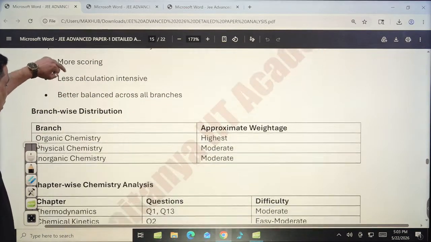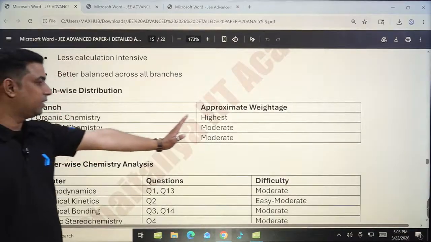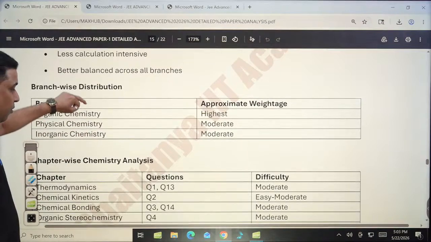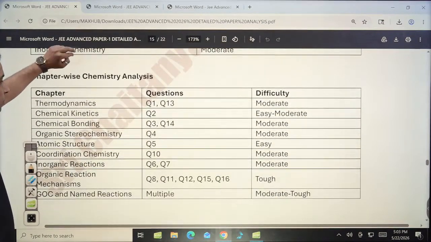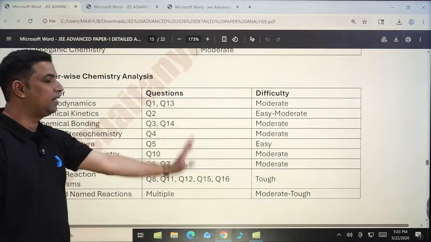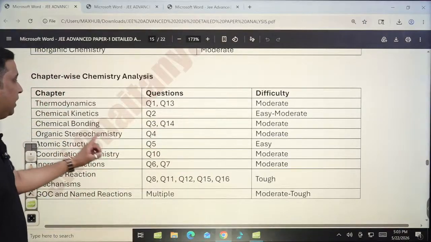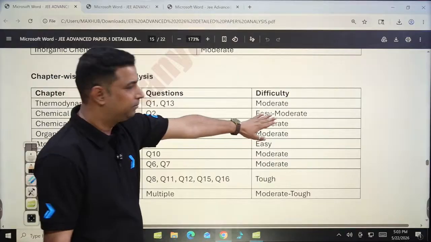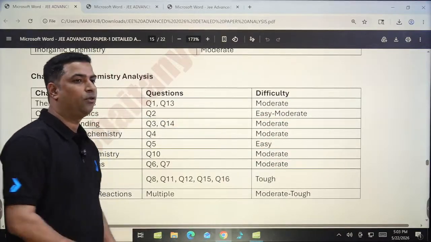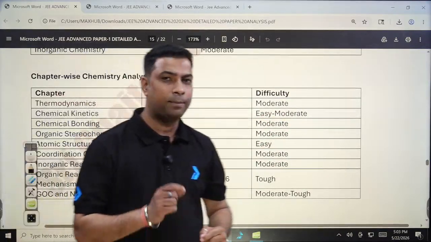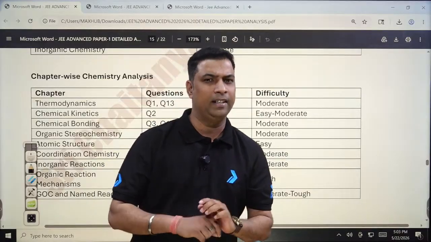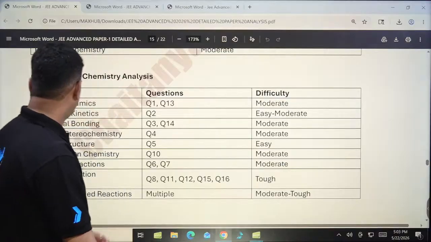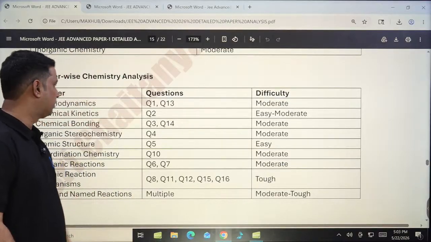If I talk about it, organic was on the highest side, while physical chemistry and inorganic chemistry were on the moderate side. Thermodynamics, questions number 1 and 13, was moderate. Chemical kinetics, only one question was there, question number 2. I will say it easy to moderate. You have to calculate the R by R naught kind of ratio, so it might be possible that you make a mistake there.